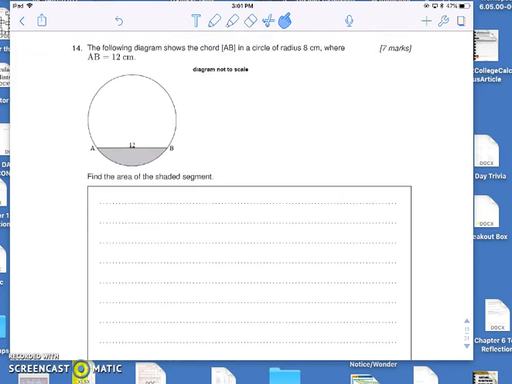14. The following diagram shows the chord AB in a circle with radius 8 where AB equals 12. Well, this is kind of tough here. So we know a radius, so we could draw in a couple of radii here. So we know that this is 8 and 8. Find the area of the shaded. Well, we could do this as sector area minus the triangle.